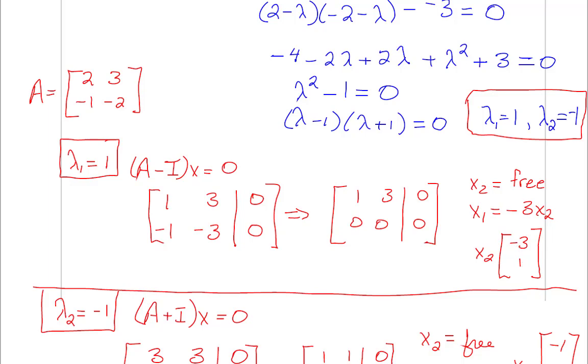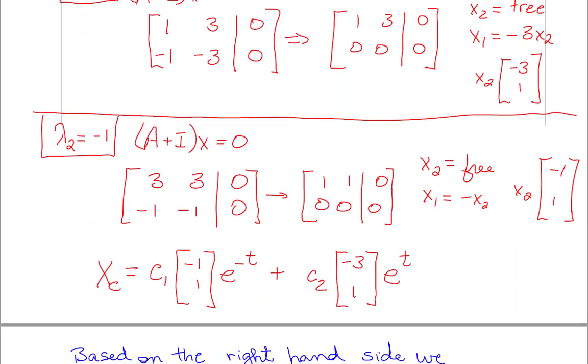All right, for the eigenvalue of minus 1. That's really a minus a minus, so a plus 1. So I'm going to add 1 to everything on the diagonals. In this case, it's pretty easy as well. Divide this row by 3, and then add row 1 and row 2. And so I get x2 is free, x1 is minus x2, and so I get minus 1, 1.